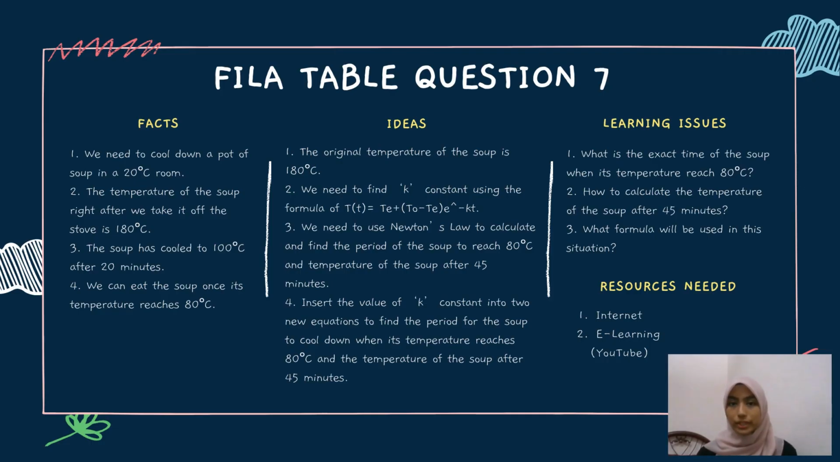There are 4 elements in this FILA table. The first one is facts. Second, ideas. Third, learning issues. And fourth, resources needed. There are 4 facts.